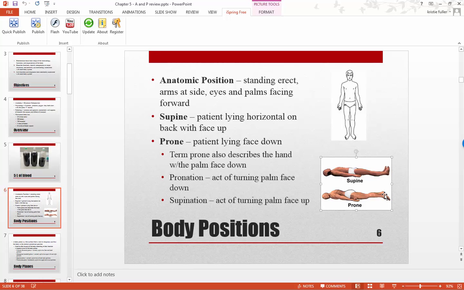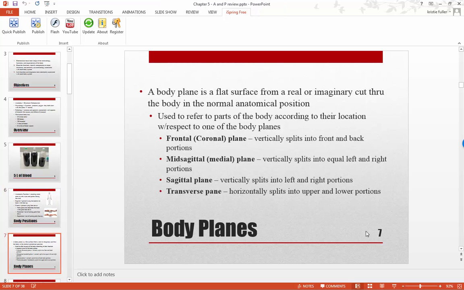Sometimes we'll talk about that in terms of pronating or supinating the wrist when we're trying to palpate in the AC area. We'll pronate by turning the palm down. Some of you have had me rotate your wrist down or up so that your hand faces in a different direction. It's very important to know these terms.